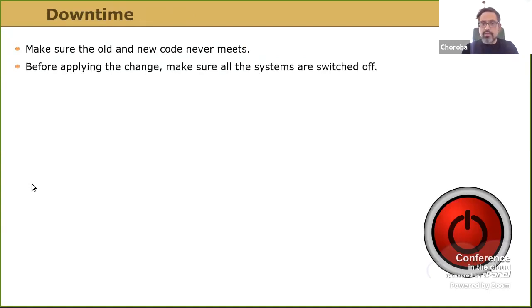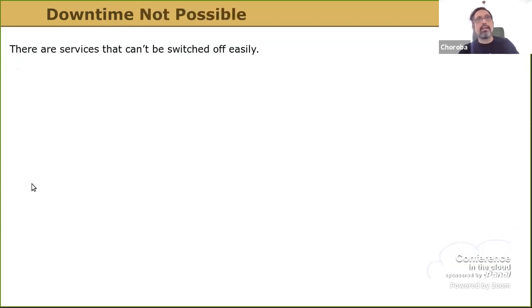So the easiest solution is downtime, which means we want the old and new code to never meet live. So we just switch everything off. And then we apply the changes, and when we switch everything on again, everything runs the new code and everything is okay. But it's not always possible to switch off an application.